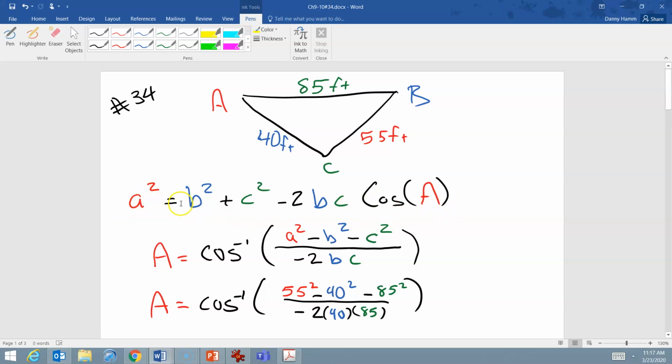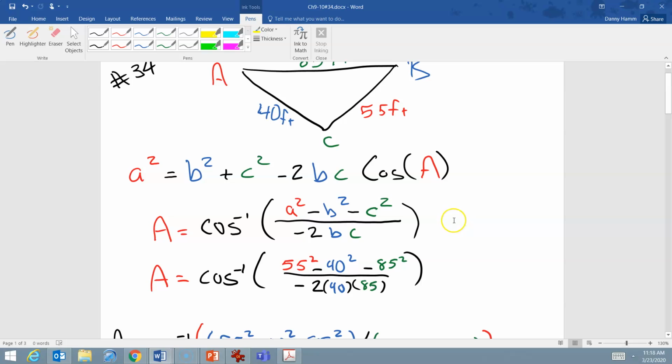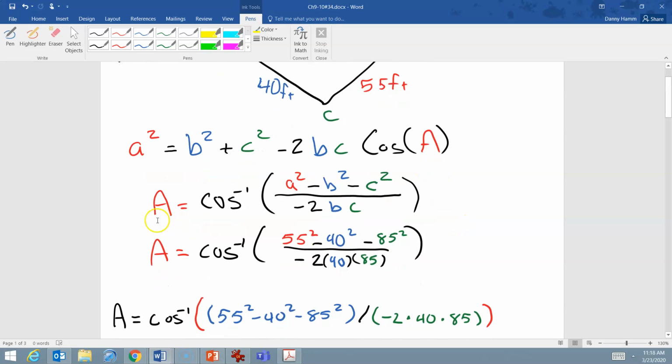So I have A squared is equal to B squared plus C squared minus 2BC times cosine of angle A. When we solve for angle A, it ends up being A is equal to the inverse cosine of this ratio, which is simply A squared, and then we had to subtract B squared and C squared to move them over to the side, and then we had to divide by negative 2BC. So that is what happened when we isolated angle A. And once we have it in this form, we're simply plugging and chugging, so to speak.